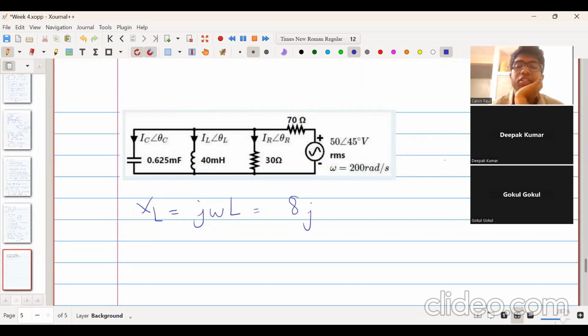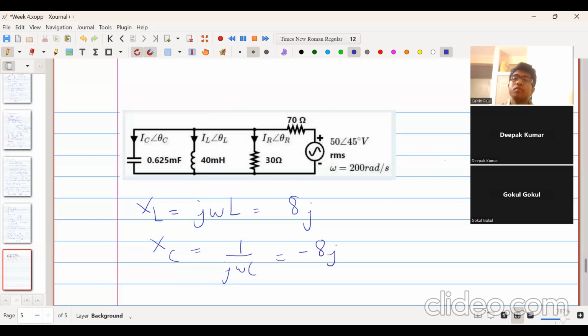Similarly, what is the impedance of the capacitor? 1 by j omega C. Okay, so what is that? C is what? You didn't calculate till now. Eight, sir. Minus 8j, sir. Yes, minus j8. Yeah, it will be minus 8j. Alright.